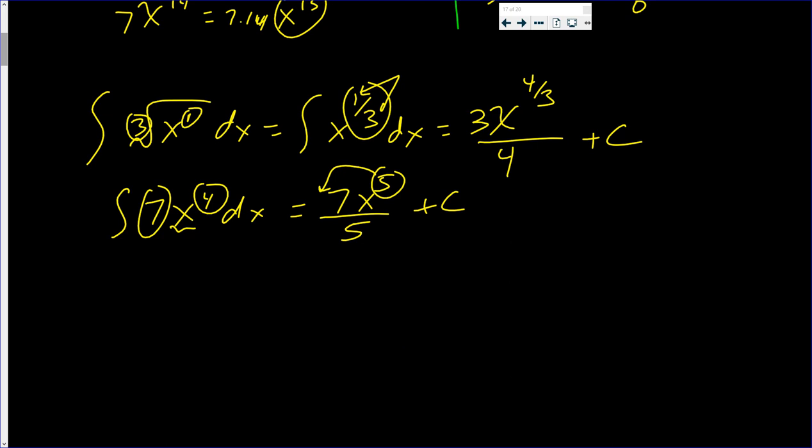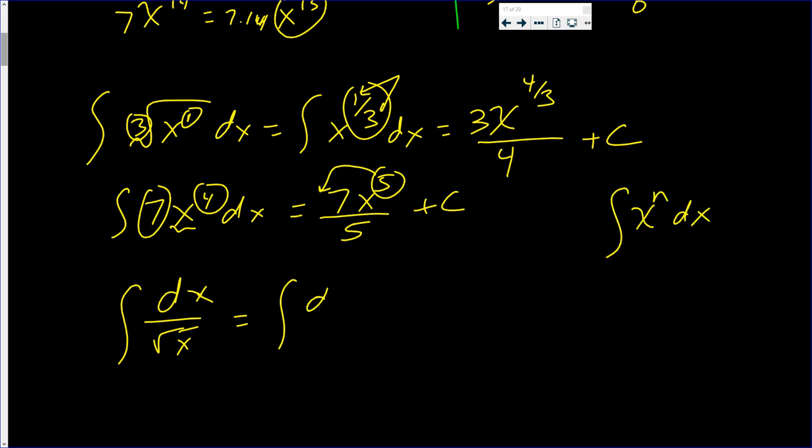Okay, so suppose you have the integral of dx over the square root of x. Now we only know how to take the integrals of x to the n dx, and only when n is other than -1. So we don't know how to do this integral the way it is. So maybe I can rewrite it.